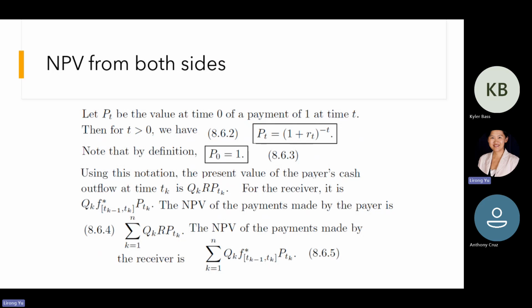So then the payer's cash flow will be Q_k times R times P_{t_k}. Now the receiver's payment will be Q_k times the forward rate F(t_{k-1}, t_k) times P_{t_k}. So the net cash flow on both parts becomes a little bit shorter because of the notation P_{t_k}. We sometimes use Q instead of Q_k. We may have a constant notional amount, and the equation can be even simpler.